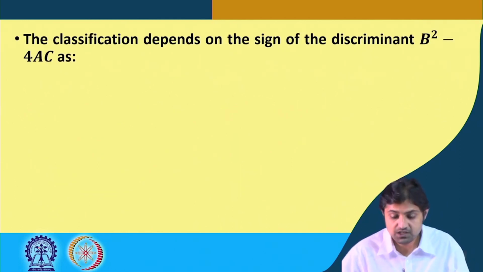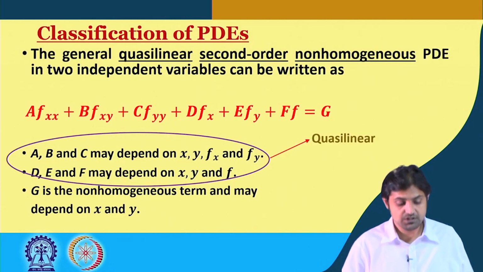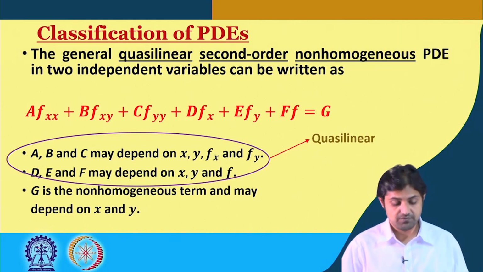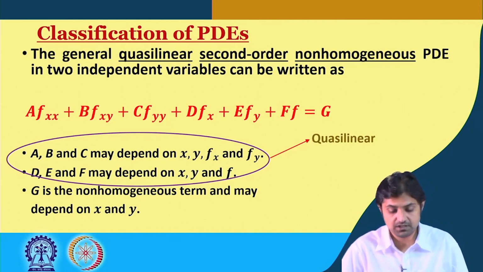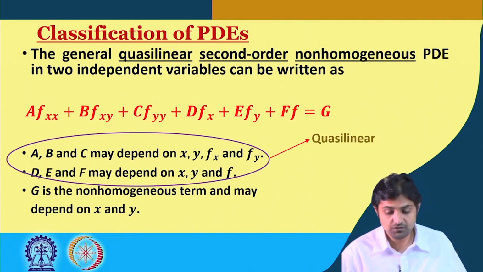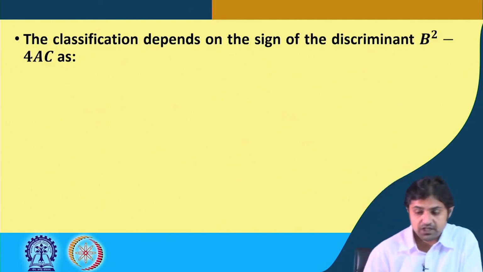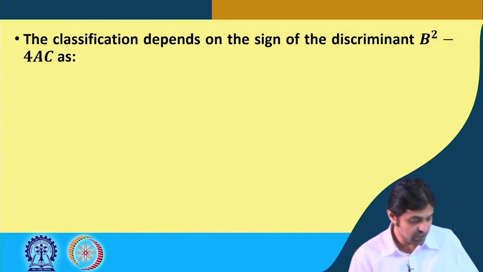So, the classification depends on the sign of the discriminant b square minus 4ac. In this particular equation, a fxx plus b fxy plus c fyy plus d fx plus e fy plus f f is equal to g, the solution will depend on the value of b square minus 4ac. And how does it depend?